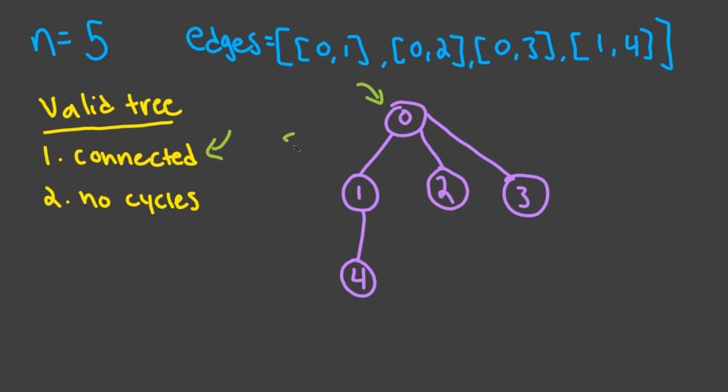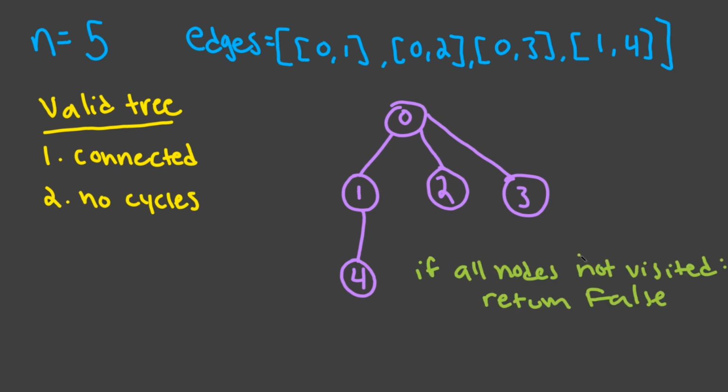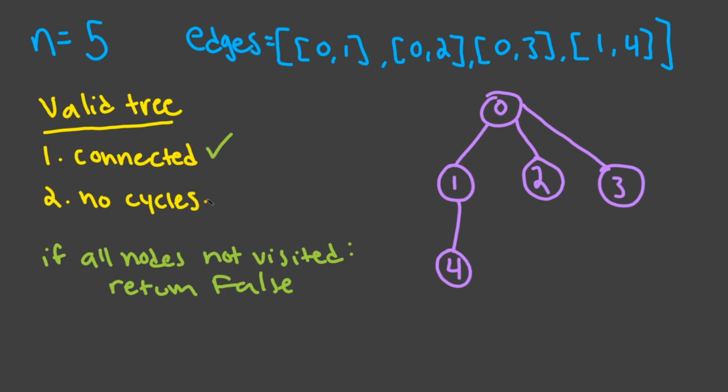So again, if we had an extra node over here, we would never be able to visit this node starting from 0 because it's not connected to this tree. So we can say if all nodes weren't visited, then we can return false because it wouldn't be a valid tree.